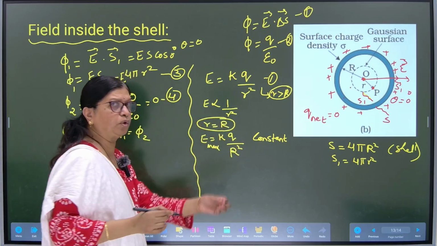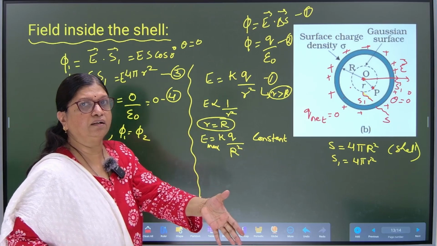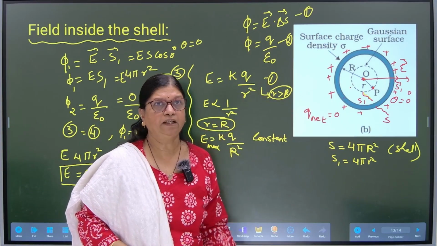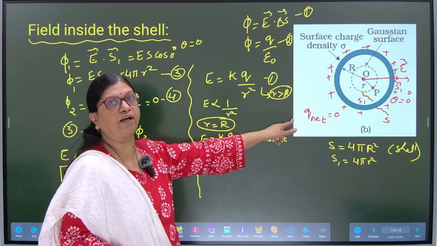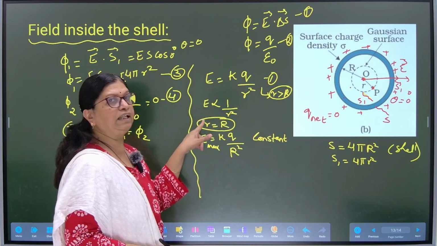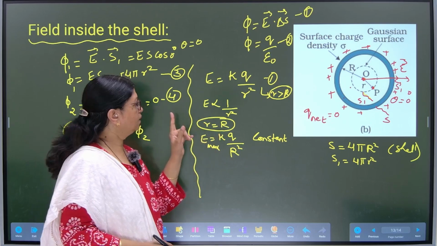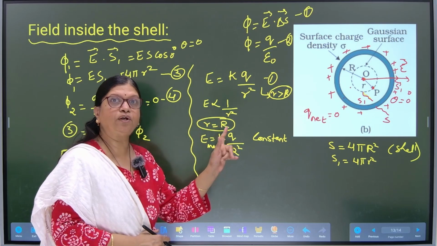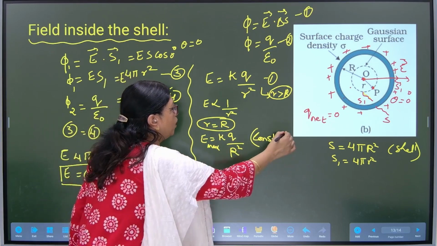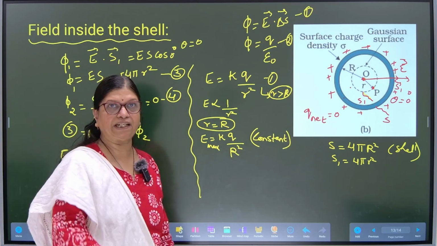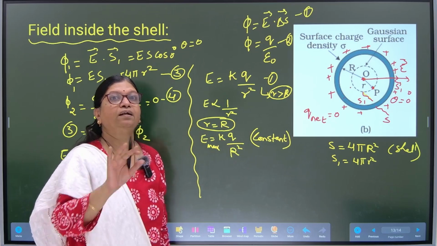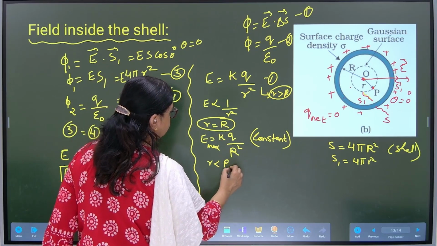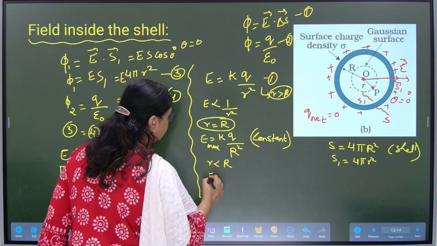Remember, all these are small points. These are all in your NEET and JEE and CBSE, whatever entrances you write. The moment you see the condition R greater than capital R, E is inversely proportional to R square. The moment you see R equal to capital R, E is equal to KQ upon R square, which is a fixed value, a constant value, and it is maximum also. Next condition, R less than capital R, that is the point is inside the shell. What did I get? E is equal to 0.